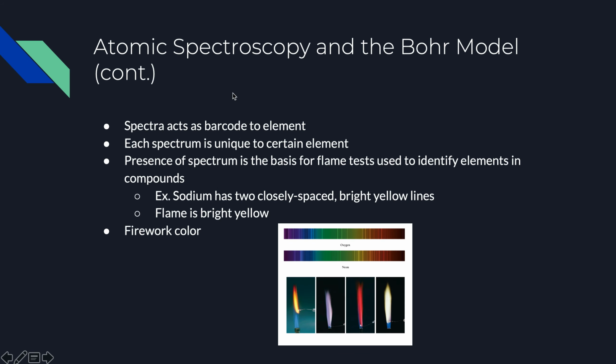As we stated before, each spectrum is an identifier or barcode for each element, as each spectrum is unique to a certain element. The atomic spectrum is the basis for flame tests, which are used to identify elements in compounds. For example, sodium has two closely spaced bright yellow lines and will make a bright yellow flame. So if you see a bright yellow flame emitted from an element, you can assume it's sodium. This is also the basis for fireworks having different colors.